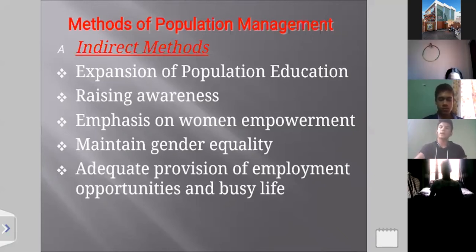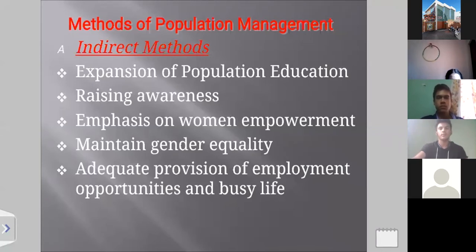If the parents are employed, then they can fulfill the basic needs of their children easily. Okay, you can continue, Ujjwal. Okay, Mr. Ujjwal, could you please share with us about gender equality as an indirect method of population management? Do you have any ideas about it? The provision of equal rights to both male and female is called gender equality.